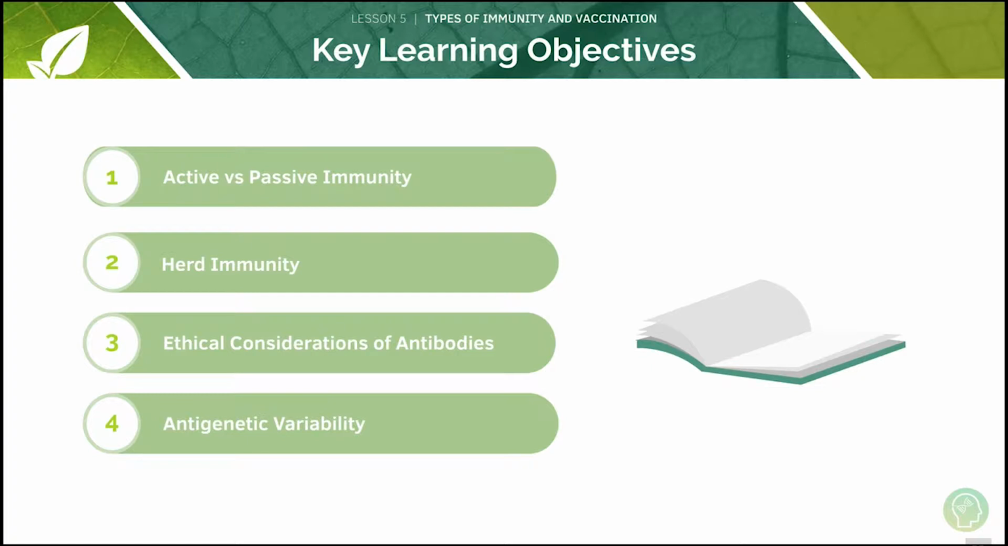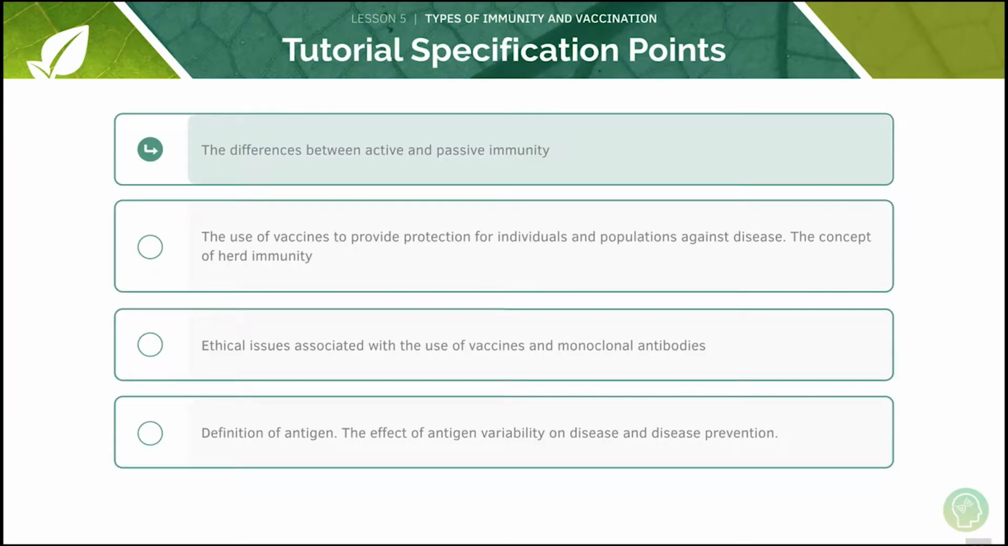First, we'll be looking at active and passive immunity, then at herd immunity. We'll then move on to the ethical considerations of antibodies, and finally at antigenetic variability. Here are the AQA specification points for today's lesson. Feel free to pause the video now and have a quick read through them before we begin. We'll start off by looking at the differences in active and passive immunity.